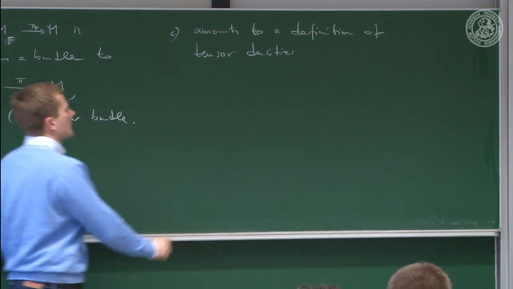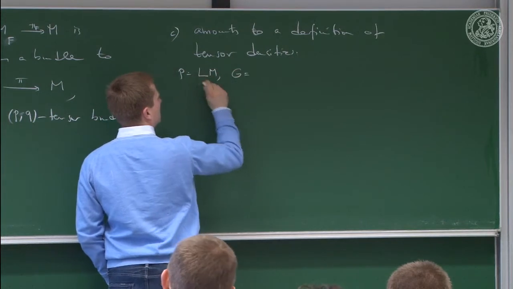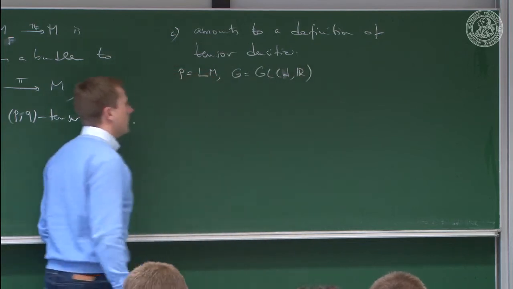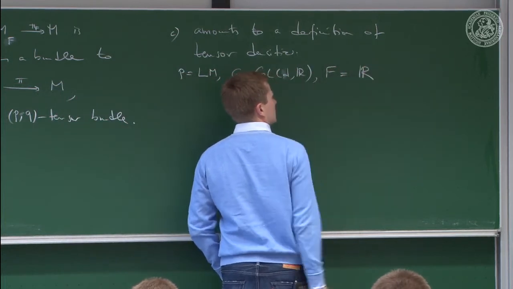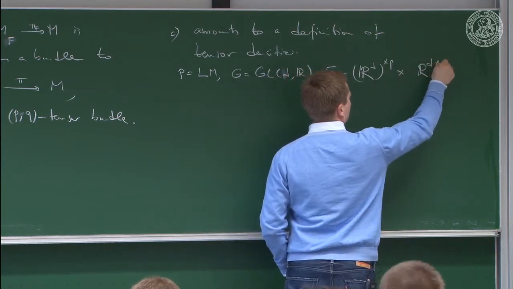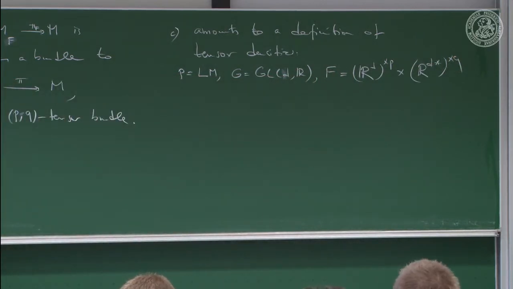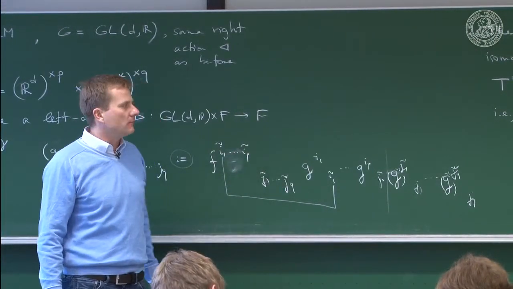So again, LM, P is LM, G is GLD over R, and again, F is these components P copies of RD and Q copies of RD star. So the elements of the fiber look precisely like here. If I write down an element of the fiber, it has this kind of shape. It's given by an array of numbers of this form.